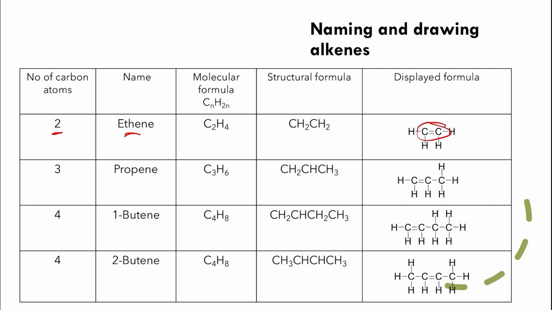And then we have propene, which has three carbon atoms. This is the double bond. And then we have butene. Butene can be either 1-butene or 2-butene. So you could have the double bond between the first carbon atom and the second carbon atom, or you could have it between the second carbon atom and the third carbon atom. So these two are isomers. As we said, they are position isomers. Both of them have the same molecular formula, but the position of the double bond, or of the functional group, is different. So you have 1-butene and 2-butene.